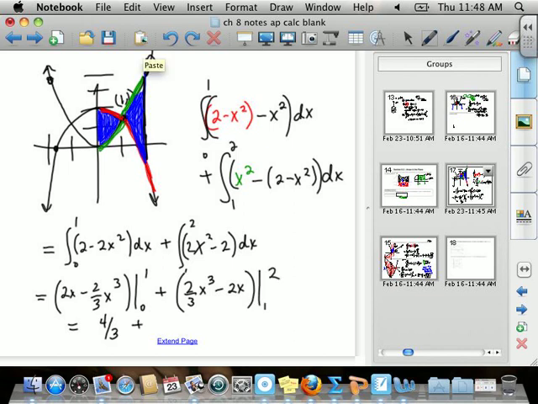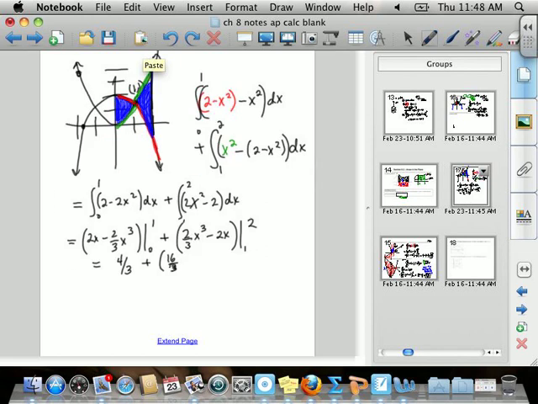All right, so that's a 3. Okay, so I'm plugging in the 2 first. So 2 cubed is 8, so I get 16/3 minus 2 times 2, so 4. And then minus, when I plug in 1, I have 2/3 minus 2. So I'm going to have 16/3 minus 4 plus 2/3 plus 2. So 4/3 plus 4.